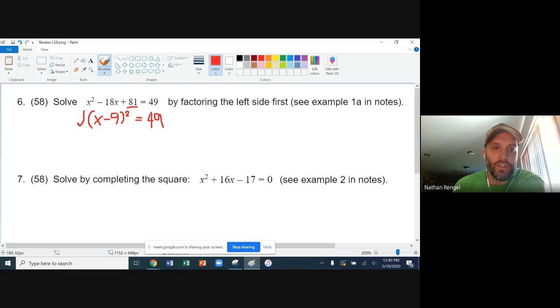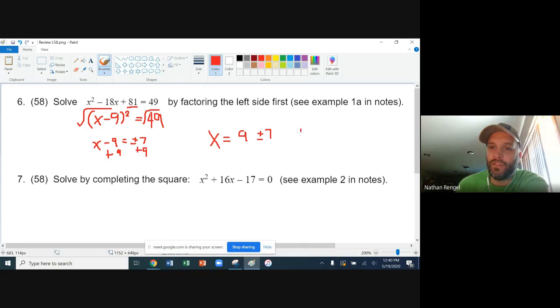Then to undo the square, we're going to square root. So we'll get x minus 9 equals plus or minus 7. Oops, I got to put my equal sign there. Equals plus or minus 7. Then we do our last algebra steps. Add 9. We'll get x is equal to 9 plus or minus 7. So we have to do both of those options.